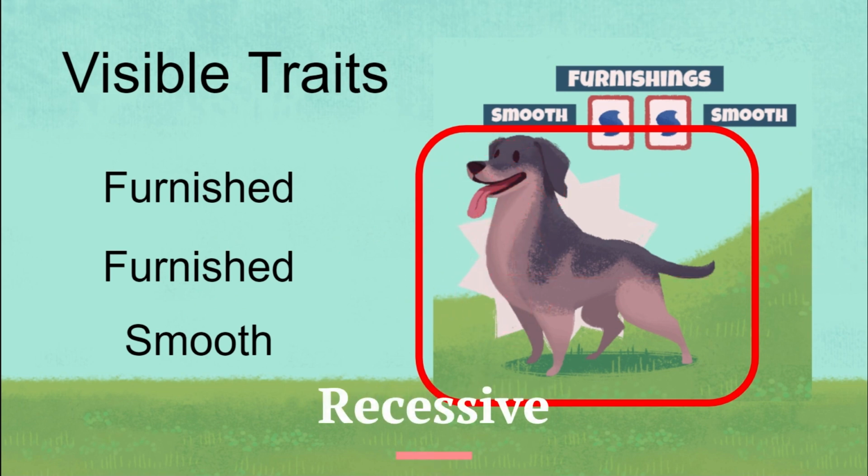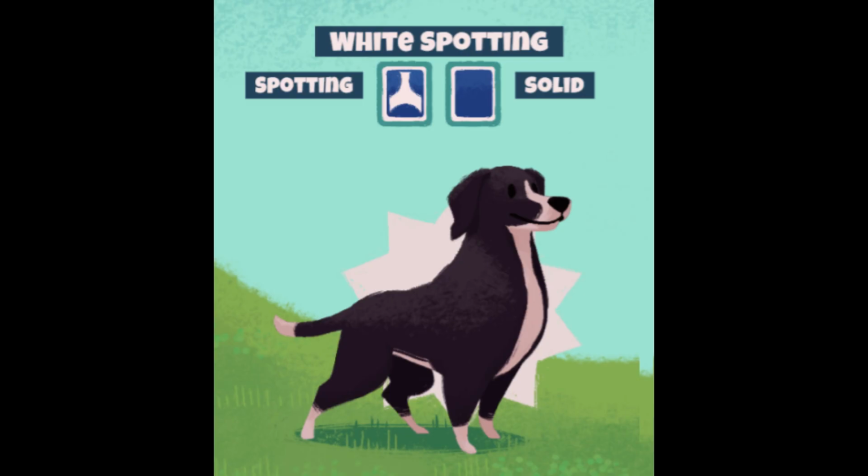Dominant means it only takes 1 of the alleles to show the trait. Recessive means you need 2 of the alleles to show the trait. White spotting is another gene with 2 alleles, solid and spotting. In genetics, alleles are often represented by single letters.